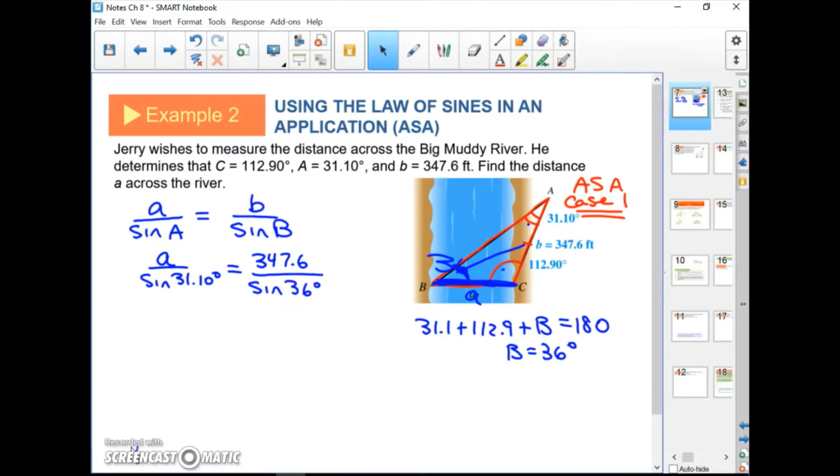So there's our law of sines, okay? The law of sines. And so then to solve this, you would cross multiply, and you want to isolate the variable. And so maybe you think of cross multiplying. Maybe it's easier just to think about multiplying both sides by sine 31.1 degrees. And so A is going to equal whatever that turns out to be.